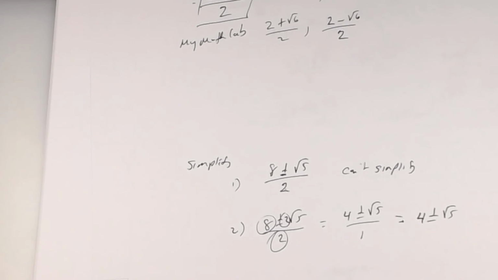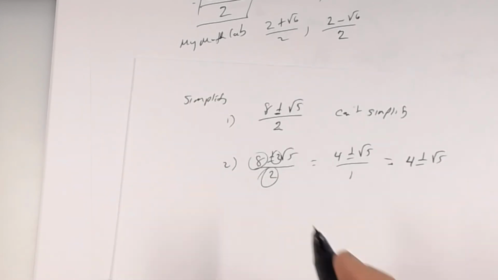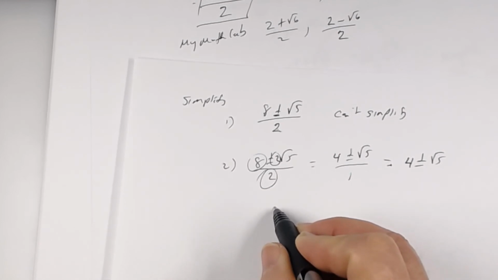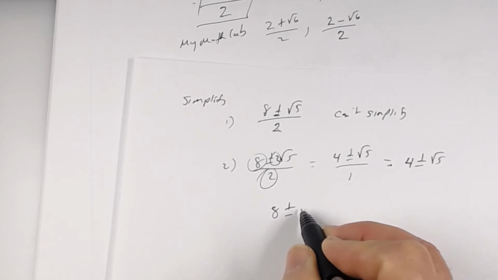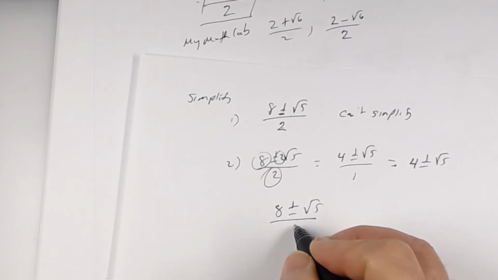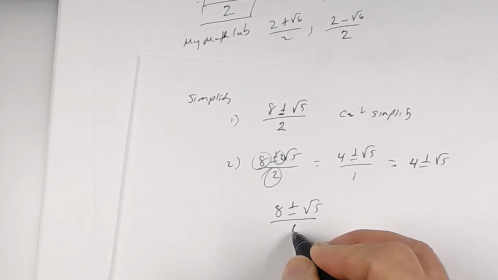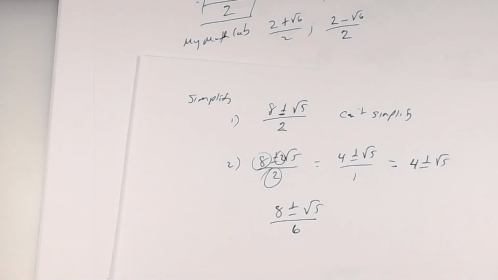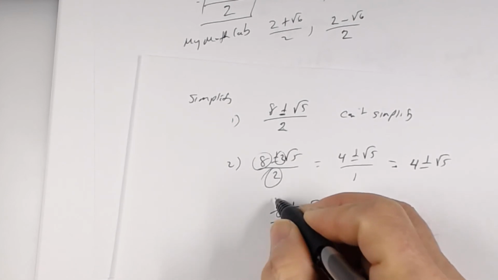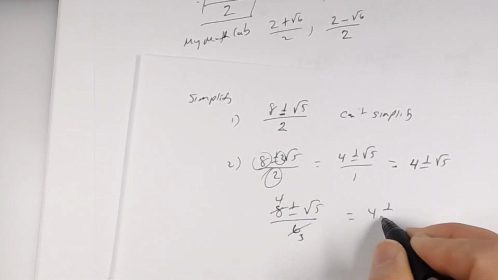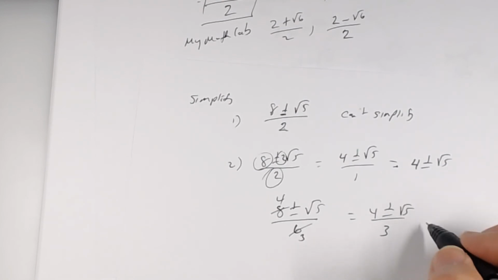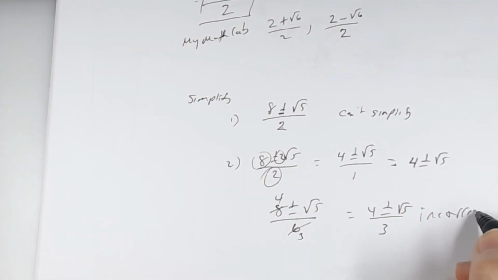All right, so the point is this. You do understand that if you do this, so let's say we had 6. You do understand that if you say this, 2 and a 6 is 3, 2 and an 8 is 4, and you say that's 4 plus or minus square root of 5 over 3, you do know that's incorrect, right? Okay, good. That's incorrect.